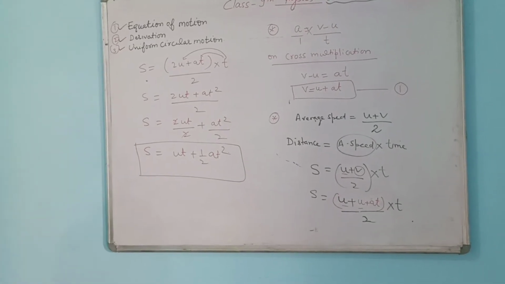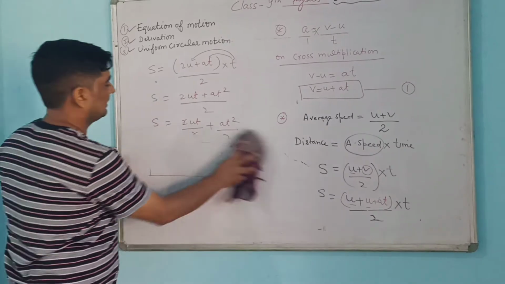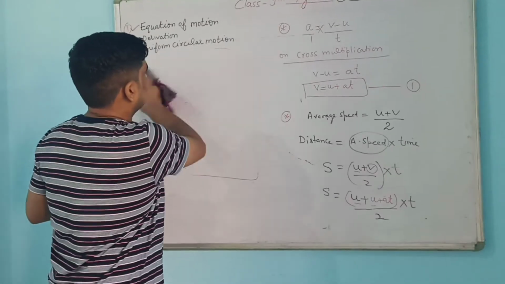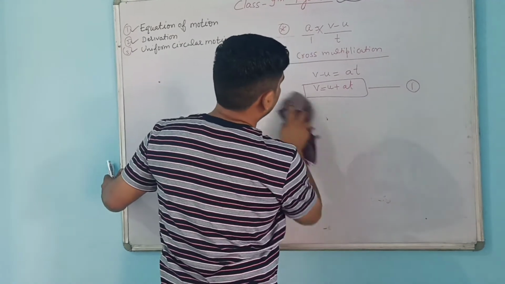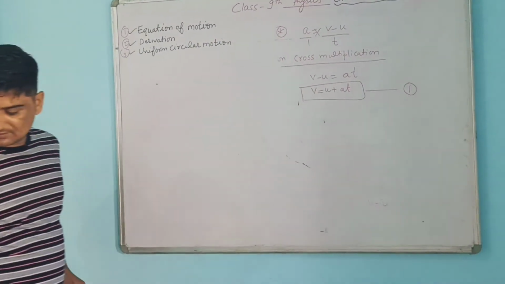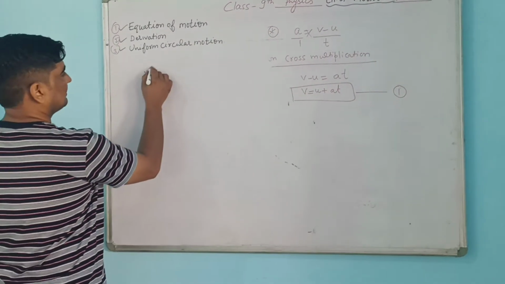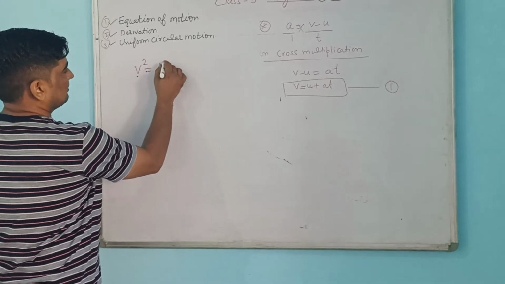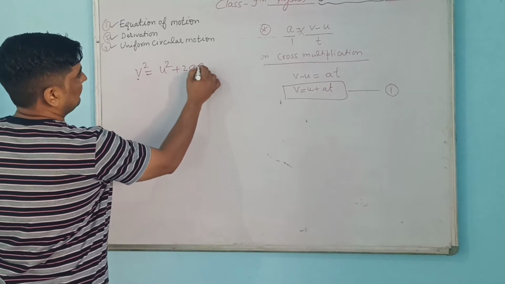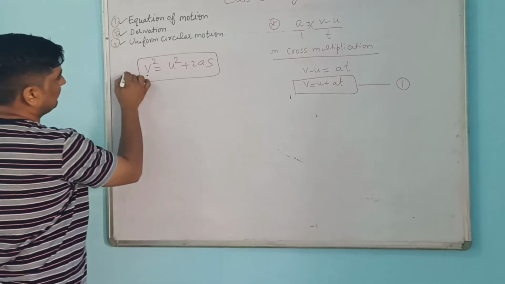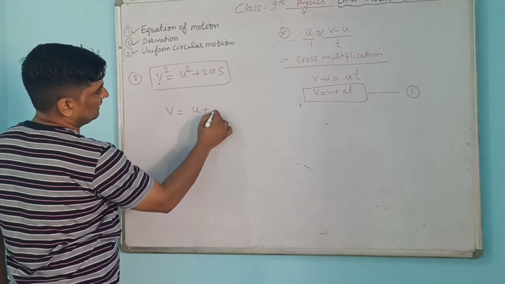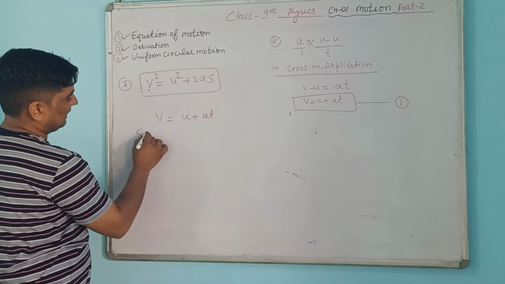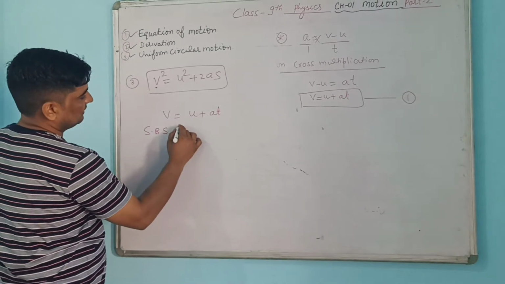Now we will be deriving the third equation. Third equation, do you remember? v square = u square + 2as. How can we derive it? From the first equation itself we can derive it. If you know the first equation, we can get v square = u square + 2as. How can we do it? We know v = u + at. Squaring both sides.